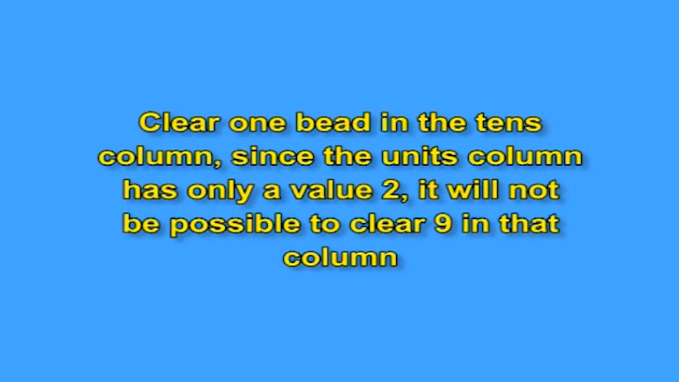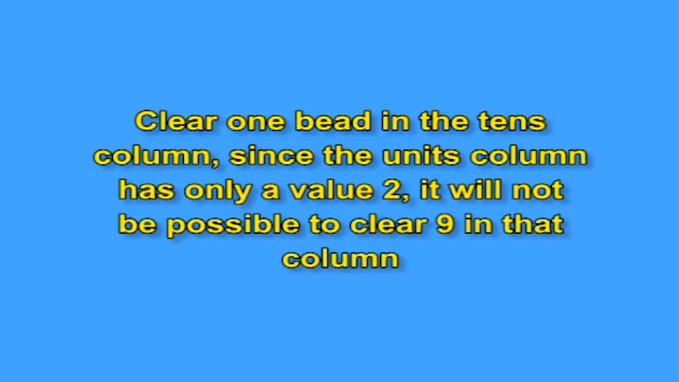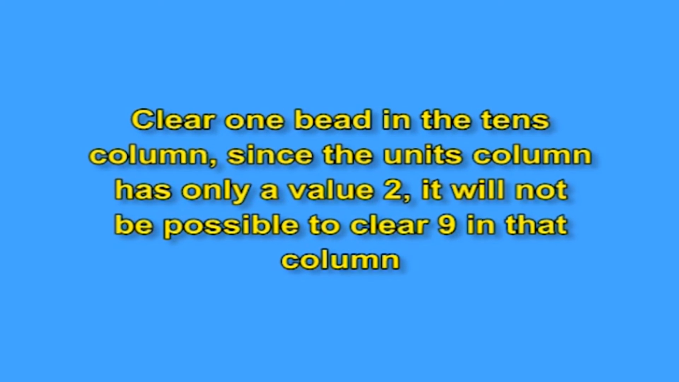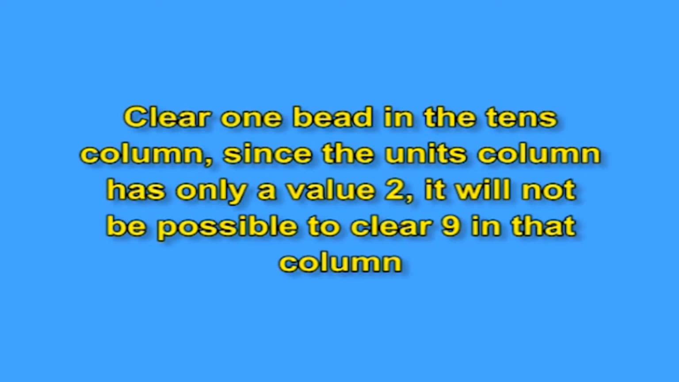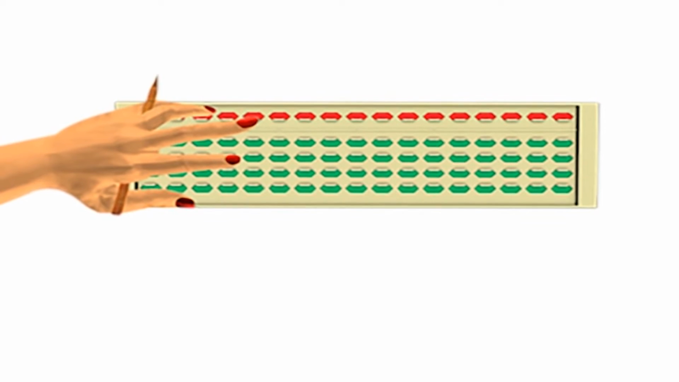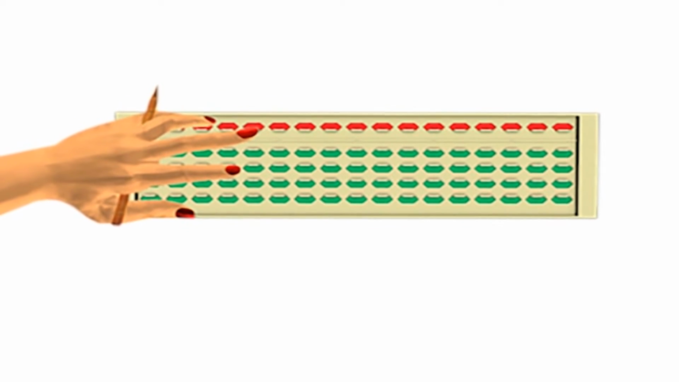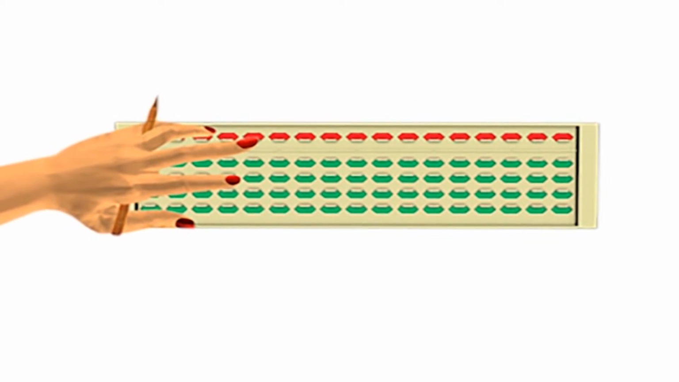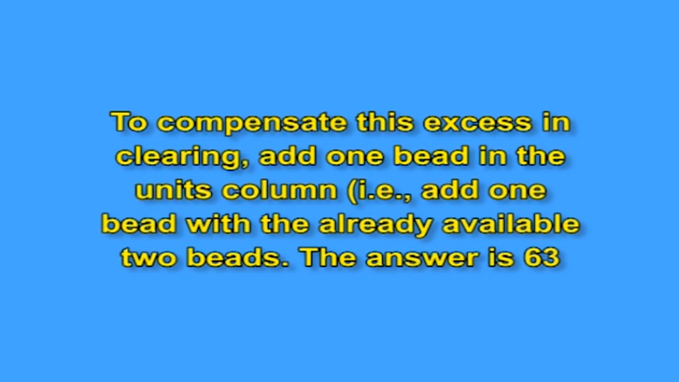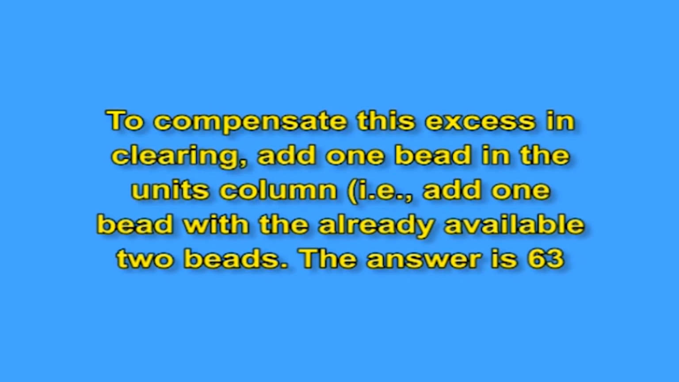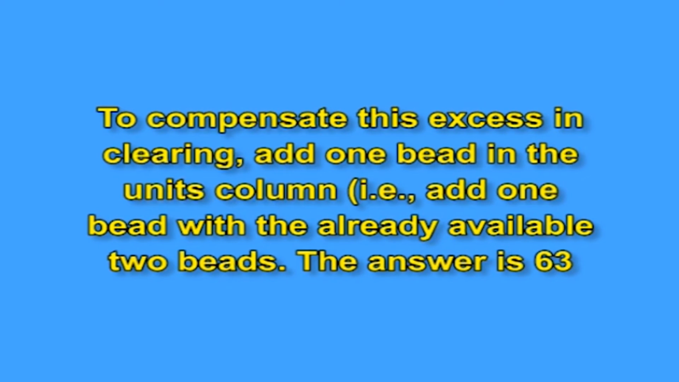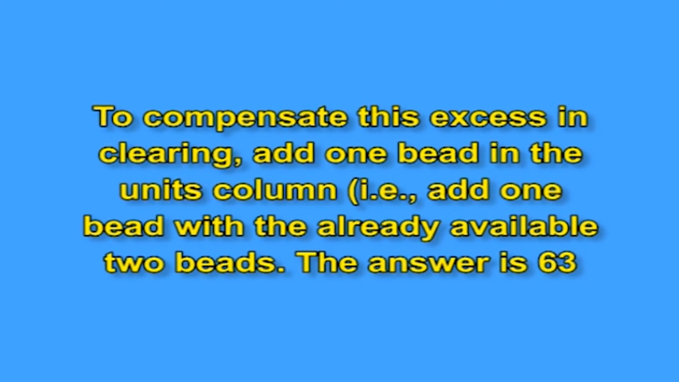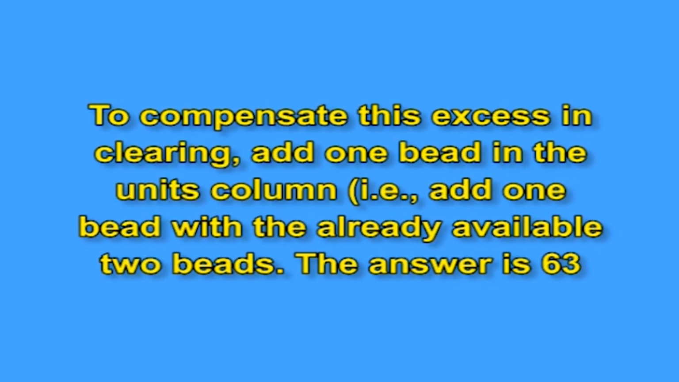Clear 1 bead in the tens column since the units column has only a value 2. It will not be possible to clear 9 in that column. With the help of your left hand, clear 1 bead in the tens column. To compensate this excess in clearing, add 1 bead in the units column, that is, add 1 bead with the already available 2 beads. The answer is 63.